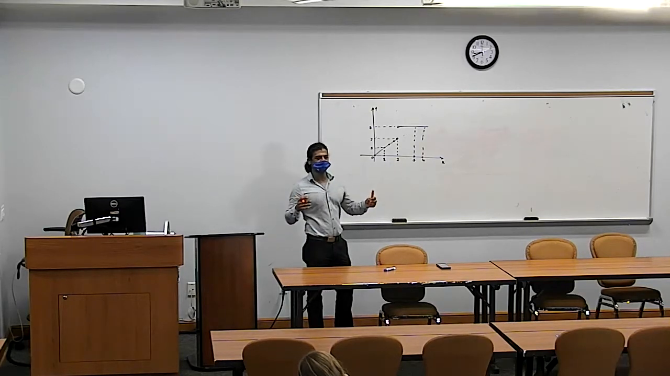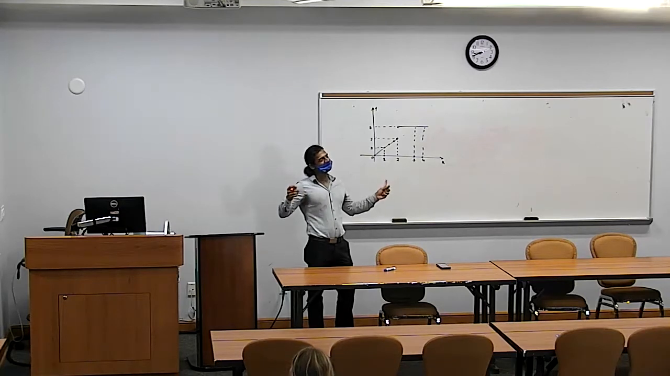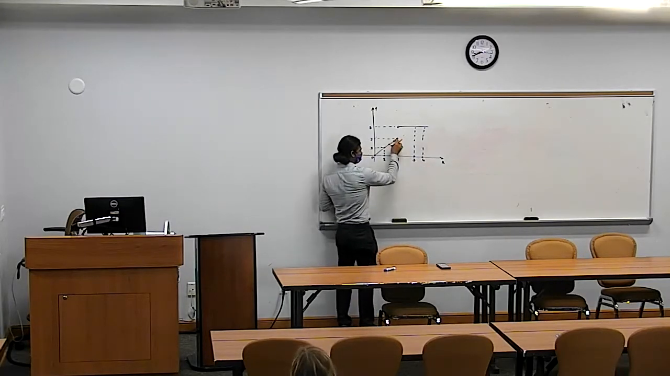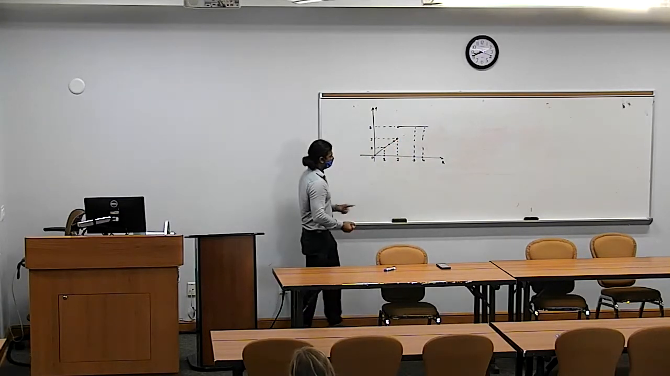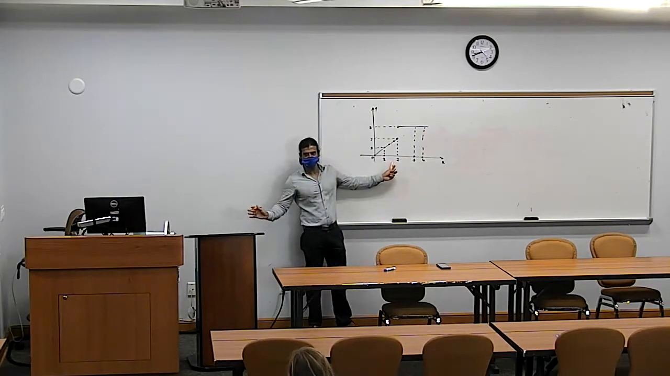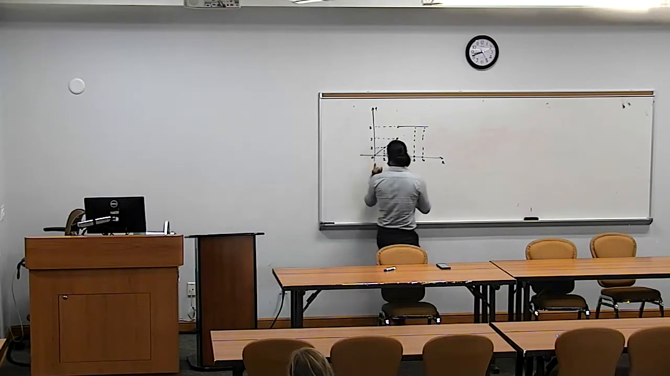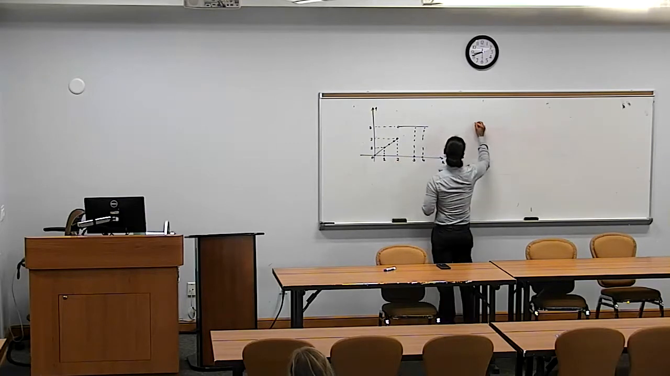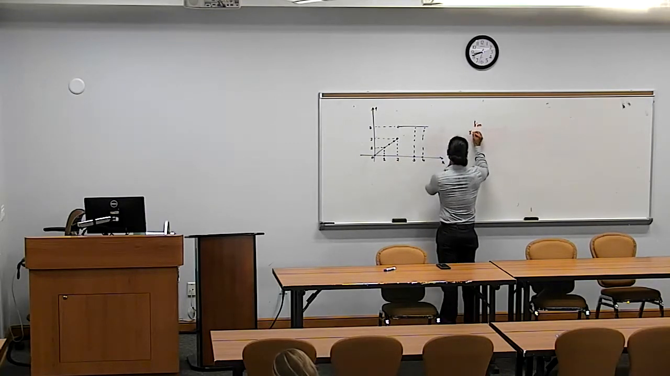I said it, you can too. 1.99999. Okay, good. So if it is that value, it is going to be the same. So when x is 2, y is also 2. Do we agree? Yes.